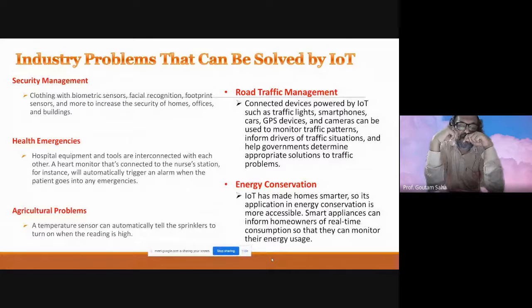Agricultural problems, I'm telling you, this is a very good sector. A lot of our agricultural products are wasted by pests and rats and all these things. And some pests attack the crops at night. Even if you have a lot of manpower, at night you cannot walk, and at night you cannot see the pests. So what happens? You can use drones fitted with infrared cameras.